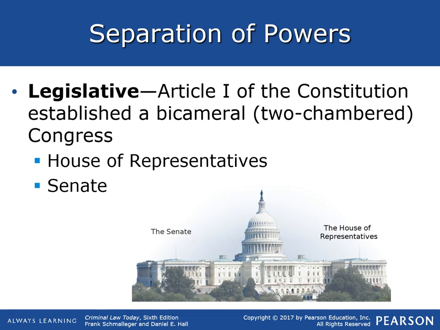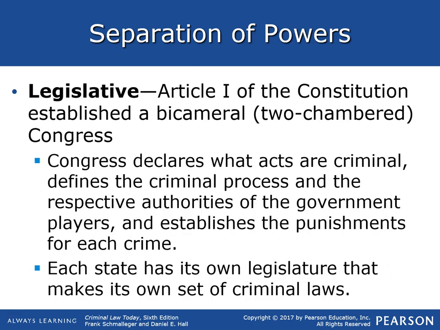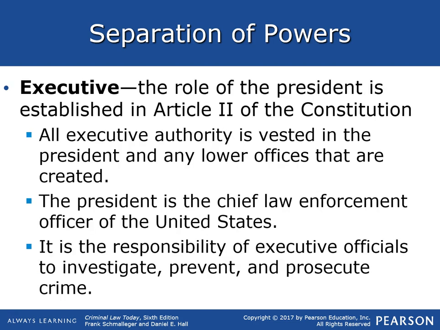And legislative, Article 1 of the Constitution establishes basically a 2-chambered Congress. We have the House of Representatives and the Senate. Congress declares what acts are criminal, defines the criminal process and the respective authorities of the government players, and establishes the punishments for each crime. And each state has its own legislature that makes its own set of criminal laws.